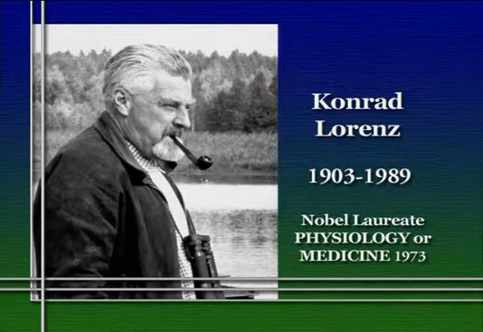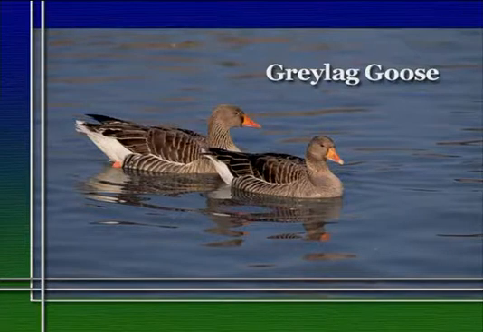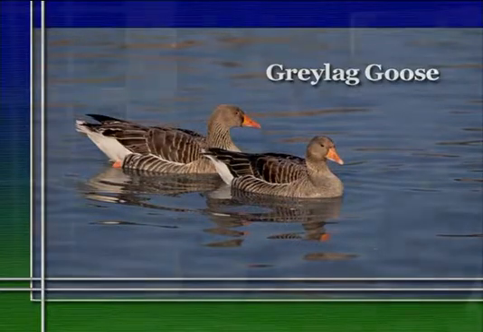Now, one of the species that Lorenz did a lot of work on was a European species of goose called the greylag goose. These geese nest on the ground. They make their nest by scraping out a little depression in which they lay their eggs. Now, these nests that geese make are relatively unsubstantial. And what happens is that the eggs that are laid in this nest by the female goose sometimes are knocked out of the nest accidentally.